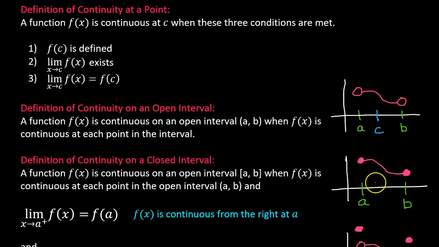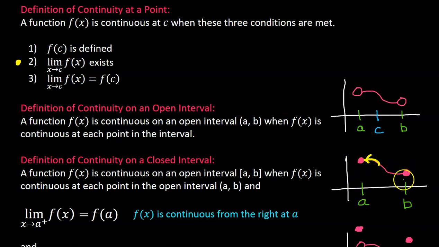But what about the closed interval from a to b? Is the function continuous at every point on this closed interval? Actually, no. The problem is the endpoints. The function is not continuous, for example, at point a, because it fails the second condition, which says that the limit has to exist at that particular point. And the limit does not exist at point a, because for a limit to exist, the function has to approach the same value from the left and from the right. Well, look, you can approach a from the right, but you can't approach it from the left. The function doesn't exist over here. So the limit doesn't exist, so the function is not continuous at point a.